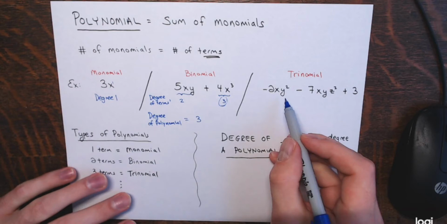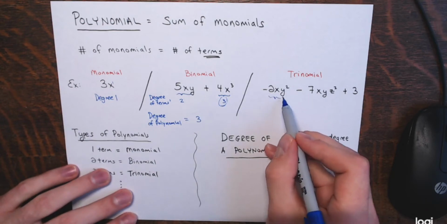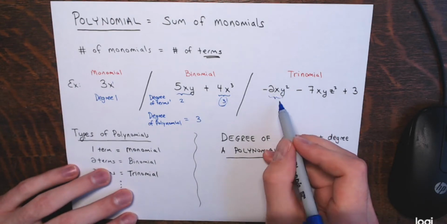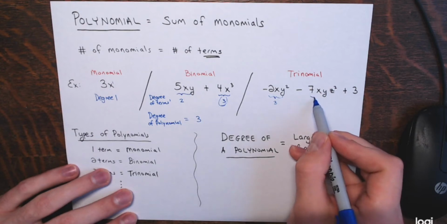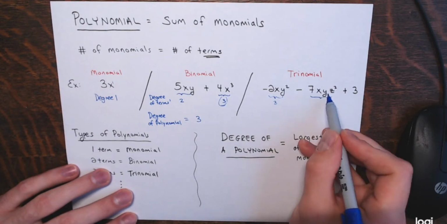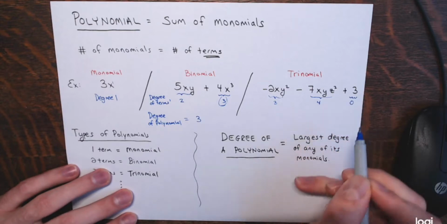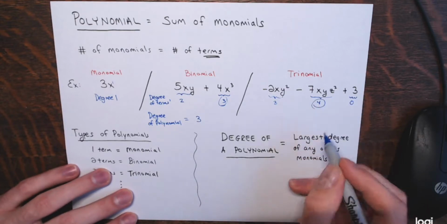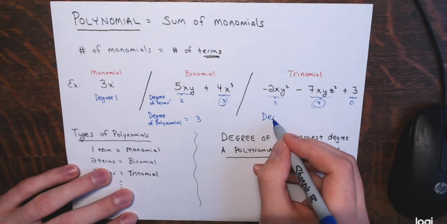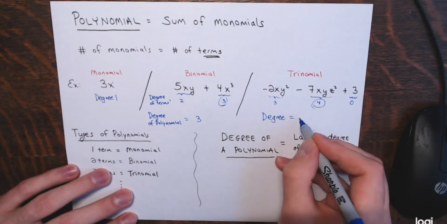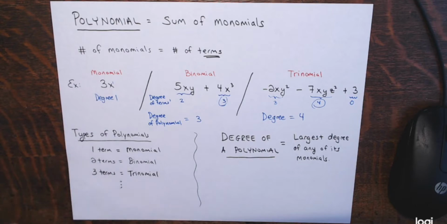And this last one, the first term has degree 3. Pardon me. This next term has degree 4. And the last term is a constant, so it has degree 0. And the largest of those is 4. Right? So the degree of this last polynomial, this trinomial here, would be degree 4. All right. Hopefully that makes sense.